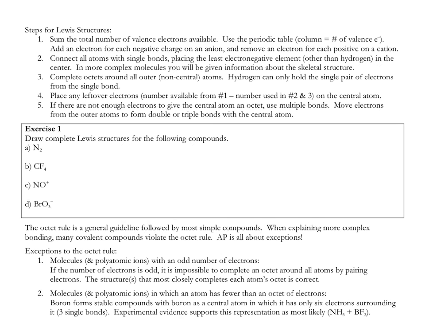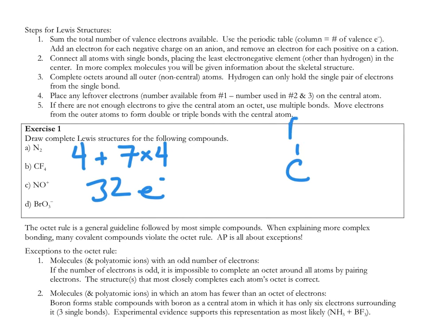So as I do CF4 here, I've got carbon with 4 valence electrons. Each fluorine has 7, so I have a total of 32 electrons available for my drawing. Way more than the last one. But I put the least electronegative thing in the center, that's carbon. Connect it to 4 fluorines here. So that's step 1 and 2.